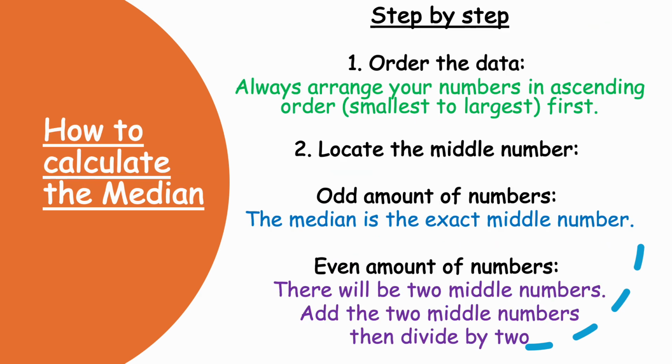How to calculate the median? Step by step. Step number 1. Order the data. Always arrange your numbers in ascending order, smallest to largest first. Step 2. Locate the middle number. Odd amount of numbers. The median is the exact middle number. Even amount of numbers. There will be two middle numbers. Add the two middle numbers and divide by 2.